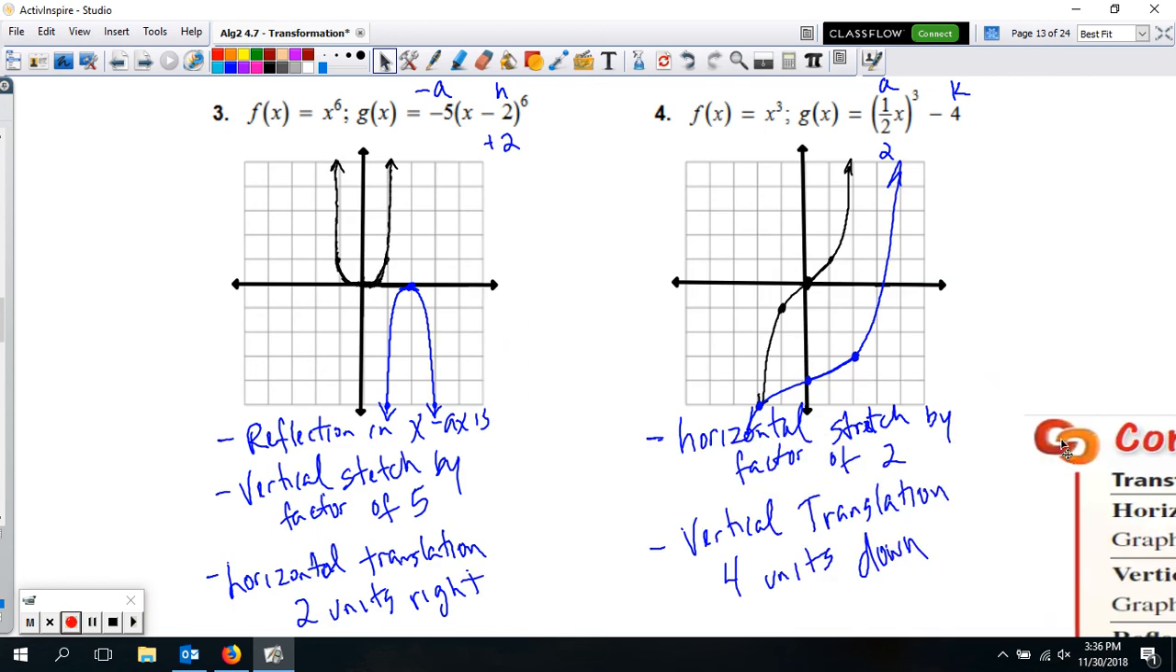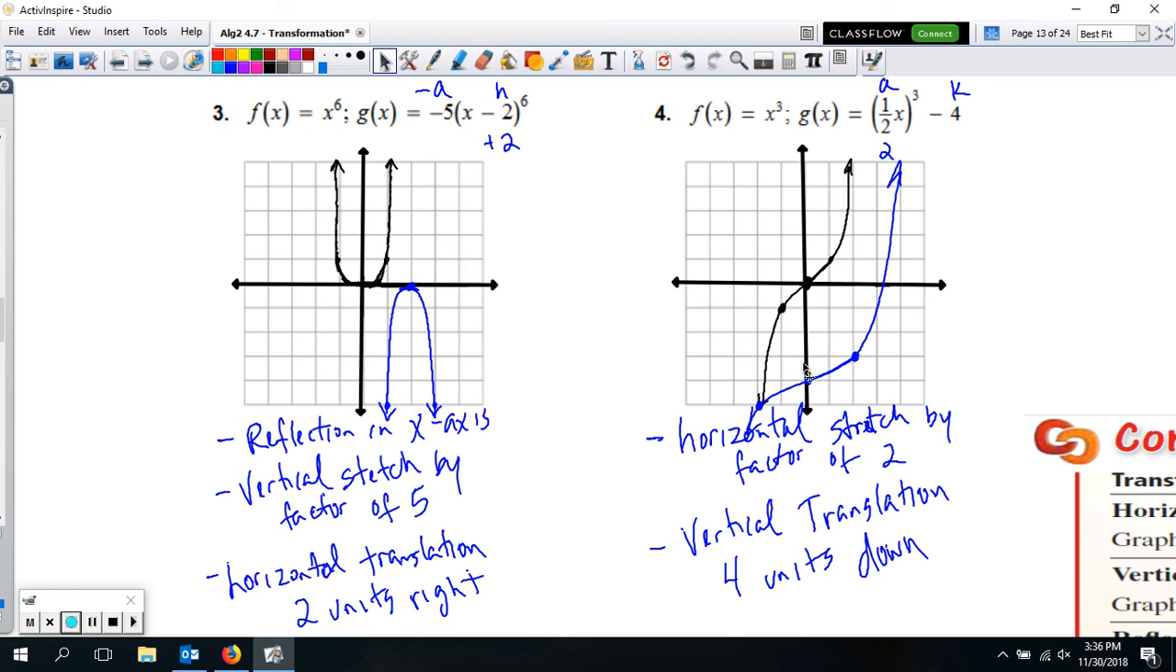So this is what we're seeing here. Horizontal stretch by factor of 2. Vertical translation 4 units down. That's the description of the transformation. And here's the 2 graphs. There's our x to the 3rd function. So it looks like the x to the 5th, but it goes out a little further here. It's not as narrow. And then this one's going to come down 4 units.